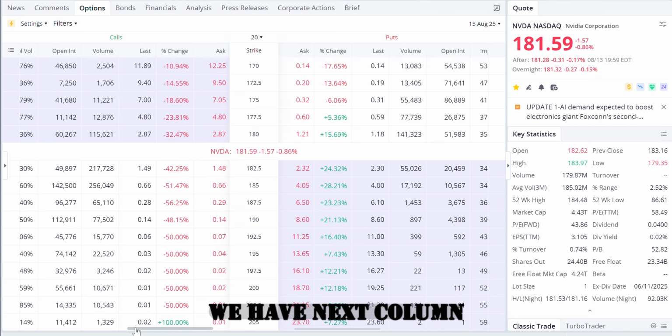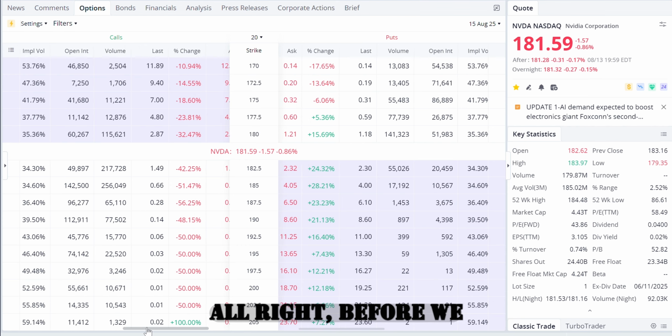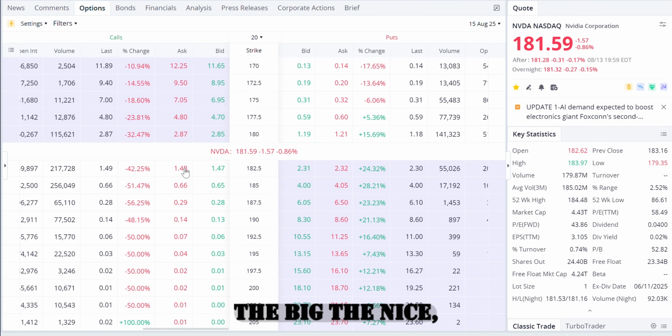We have the next column, volume, which is great. The volume is excellent. I always look at volume, right? The bid and ask. The important thing when you buy a contract is you want your bid and ask to not be a far difference, okay? I look for no more than a 30 cent difference. No more. That's even big, a 30 cent difference.